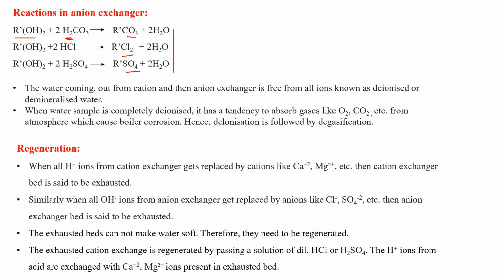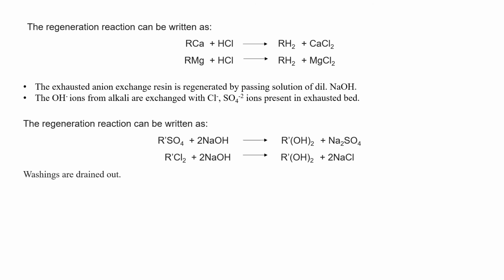Exhausted cation exchange resin can be regenerated by passing dilute HCl or dilute H2SO4 solution, where H plus ion from acid will be exchanged with calcium and magnesium ions present in the exhausted bed. Now what type of reaction is taking place? See here. So here it is our calcium and magnesium resin. When we pass dilute HCl through this resin, it becomes regenerated, means converted to H2R, means now free H plus will be available for further softening, and the salts will then be collected.